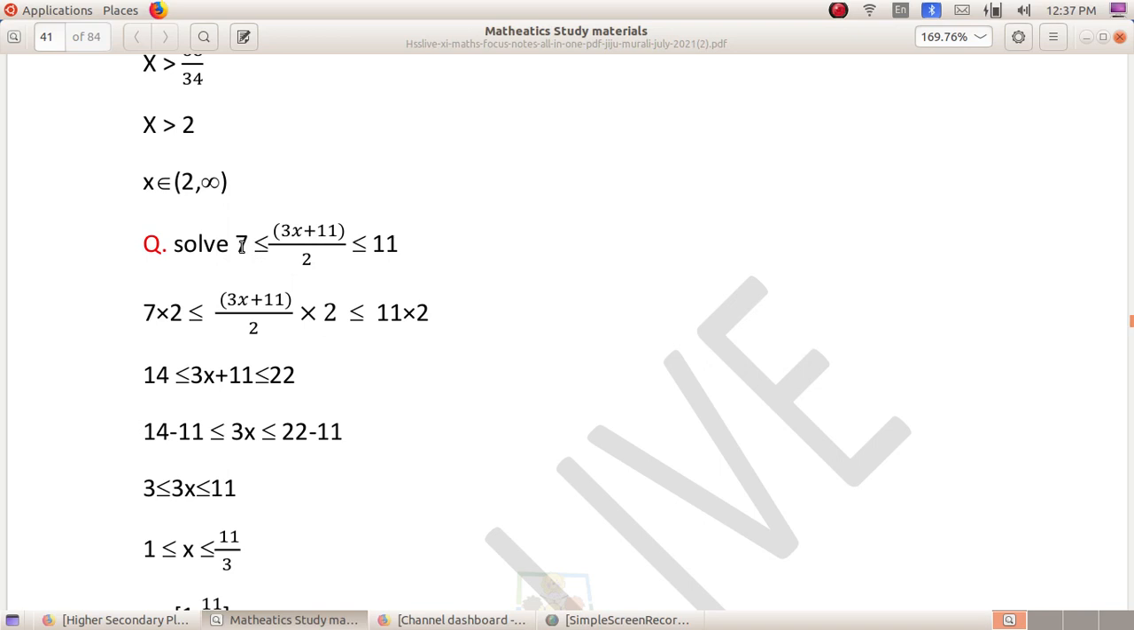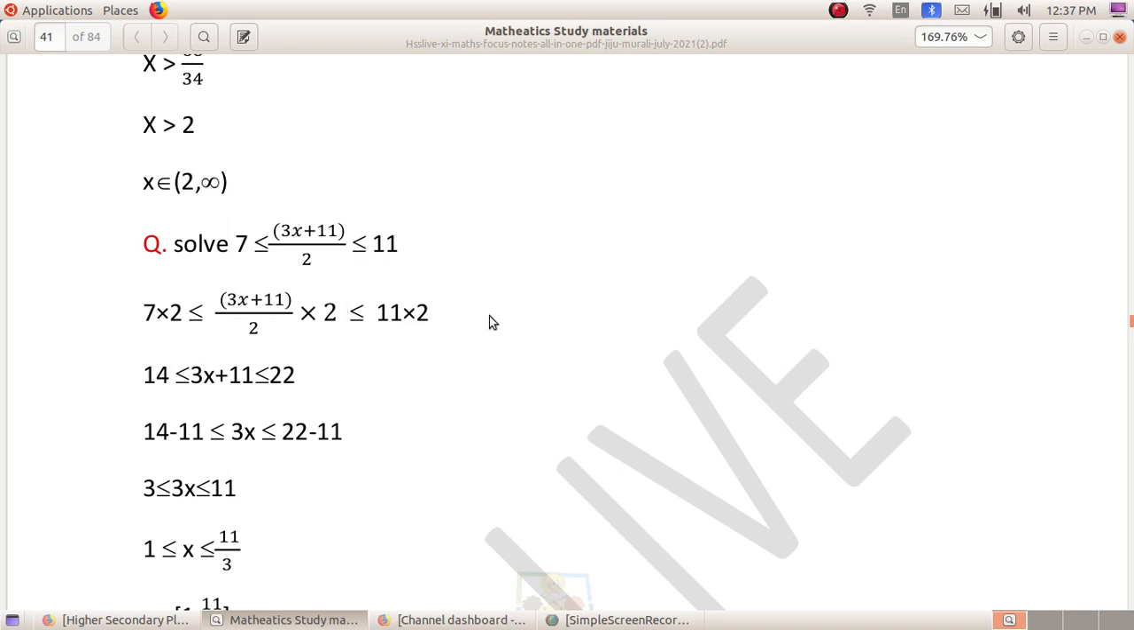That is 7 into 2, 3x plus 11 by 2 into 2, 11 into 2. You multiply these 3 terms by 2. That is 7 into 2 less than or equal to 3x plus 11 by 2 into 2 less than or equal to 11 into 2. So this 2 and 2 can be cancelled, then 3x plus 11 alone.